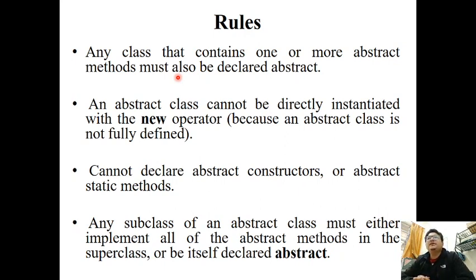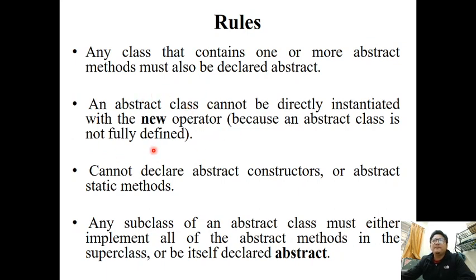Any class that contains one or more abstract methods must also be declared as abstract. So a class which contains one or more abstract methods has to be declared as an abstract class. An abstract class cannot be directly instantiated, meaning you cannot create the object of the abstract class because it is incomplete.